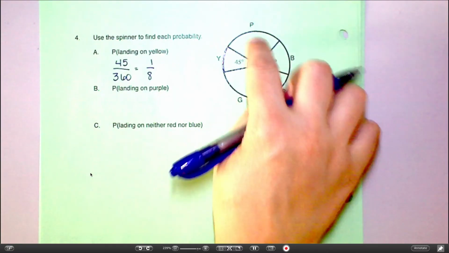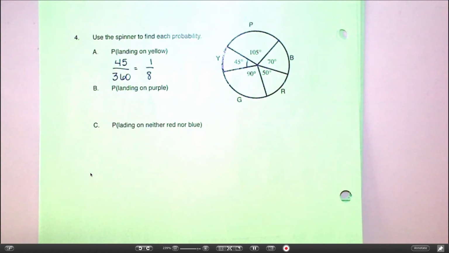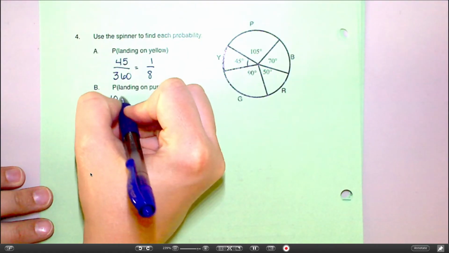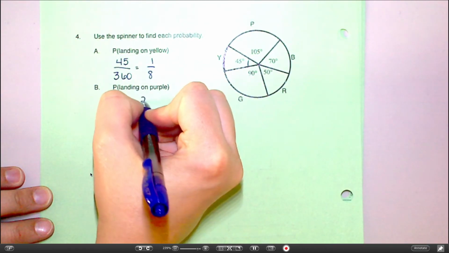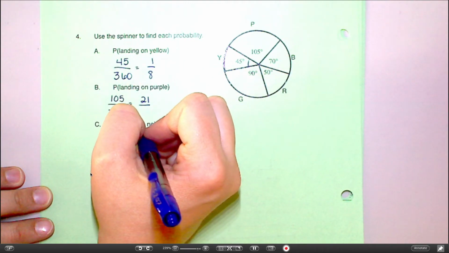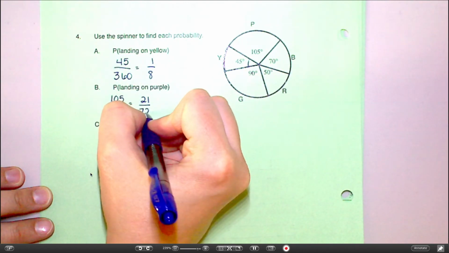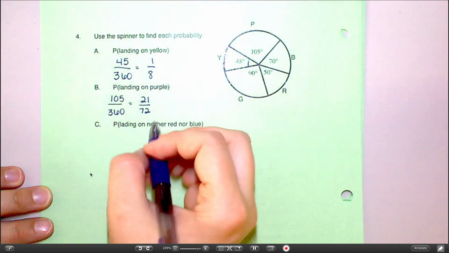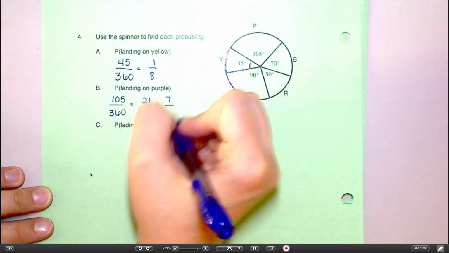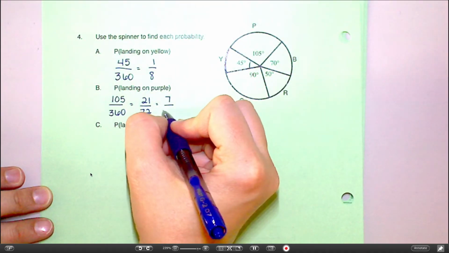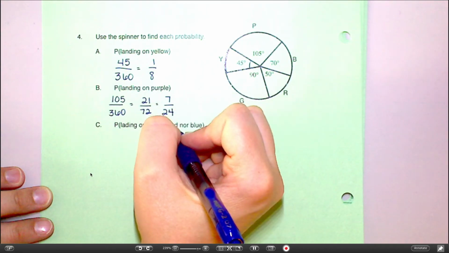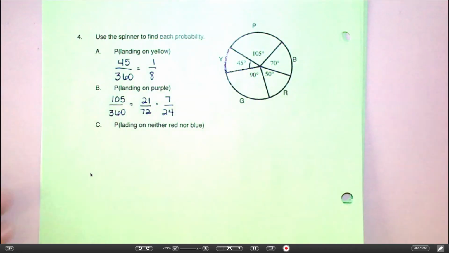Okay, purple is this one up here. So how am I going to set that one up? 105 out of 360, yep. And that's going to be 21 out of 72. Actually, that can be reduced further. That's going to be 7 out of... 3 into 72 is 24. I think 7 out of 24. Is that what you said? Yeah. I'm sorry, I thought you said 7 point something. Oh, Adam said that? Sorry. My mental math was going.